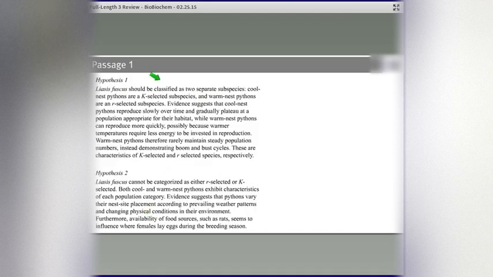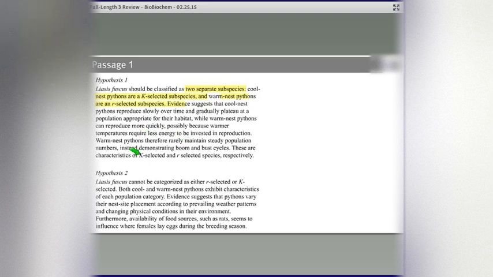Right off the bat, you should have read that this person wants to classify them as two different subspecies. The K-selected is one subspecies, and then the R-selected for the rapid is going to be another subspecies. Then the author continues to give us evidence: reproduce slowly over time, the warmer nest pythons, and so on, characteristics of the K and the R.